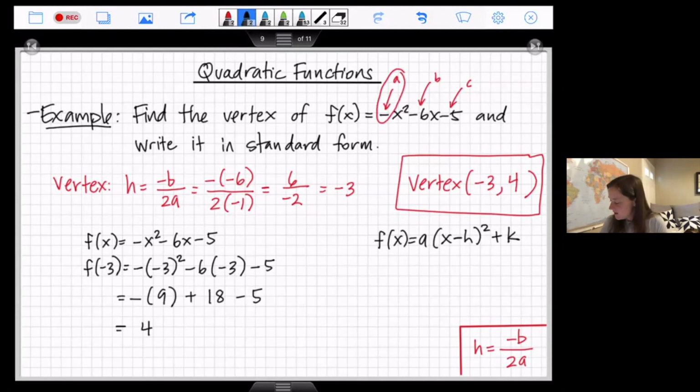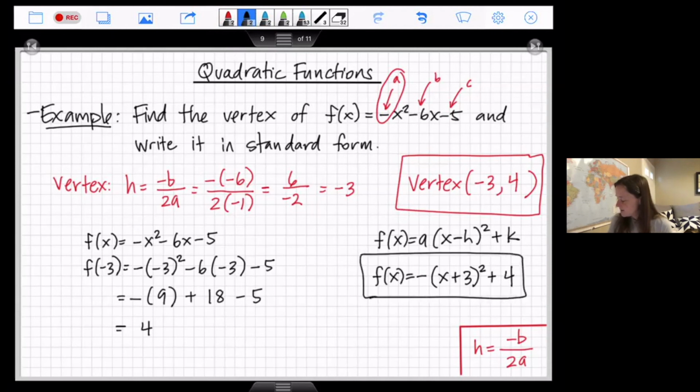Okay, so f of x equals negative 1. You can just write it as a negative x. Minus h comes from the vertex, right? So minus a negative 3, or you can just think about changing the sign to plus 3 squared, plus k is that plus 4. And there's our function. And if this was a homework problem and you wanted to check, you can go graph both of them on Desmos and see that you get exactly the same function for those two equations.